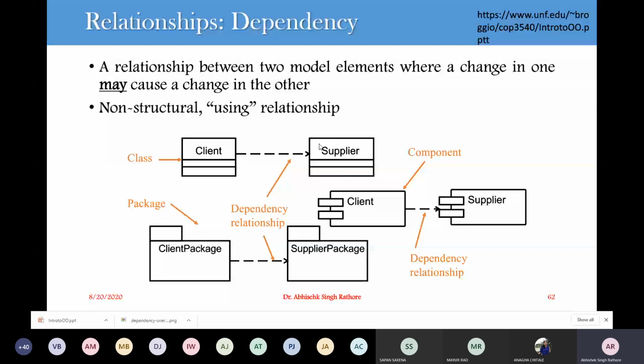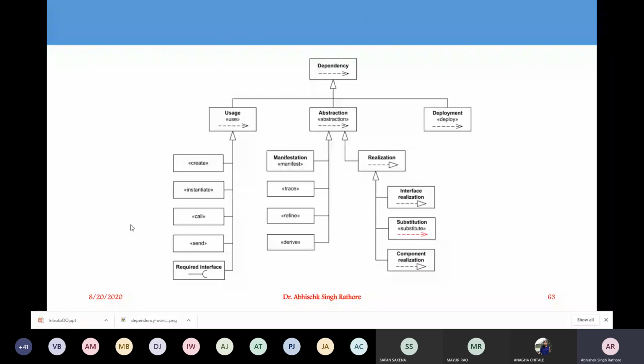So when we try to put a usage dependency, we'll use a stereotype "use" over this dependency relationship. So this will give you a dependency relationship here. When we are going for the create dependency, in this diagram we'll go for create. This is a special case of usage. We have different special cases like create, instantiate, call, and send. So these are the special cases of different types of usage relationship.